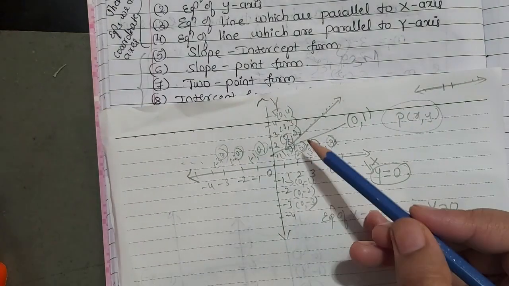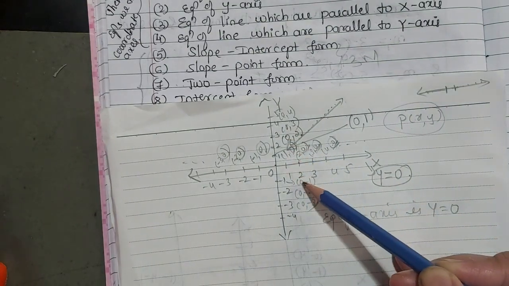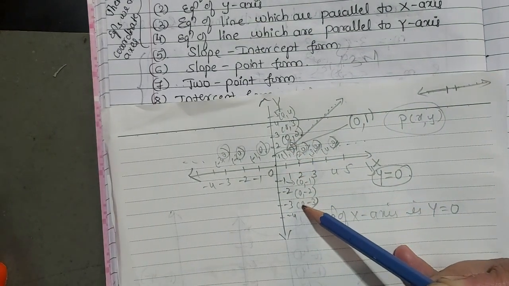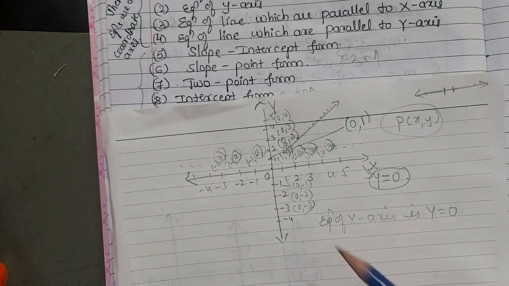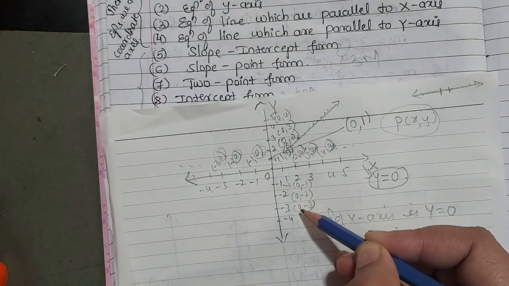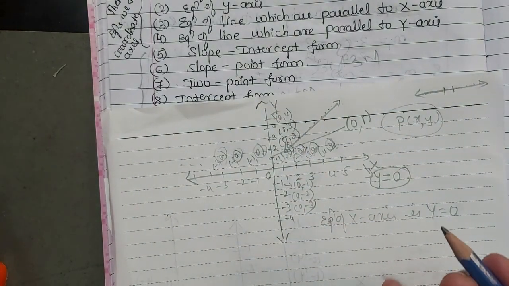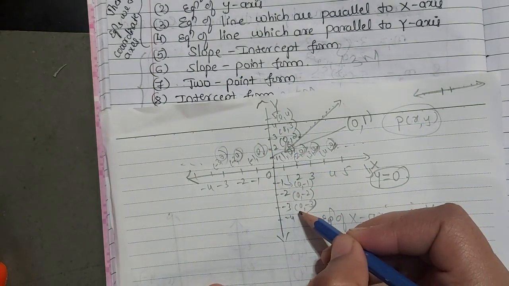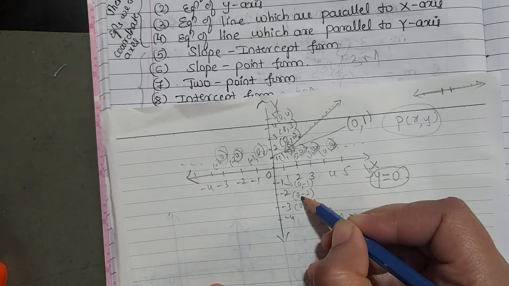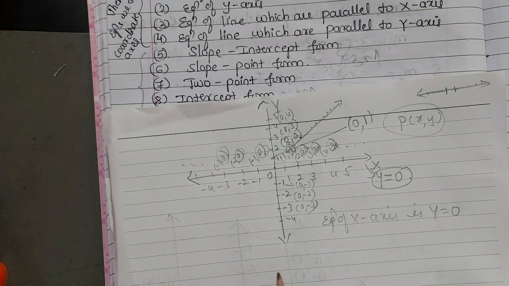So here we can see that the x coordinate of each point on the y-axis is 0, which is the general condition in the given points. Therefore, that general condition represents the equation of the y-axis. What is the general condition here? That is, the x coordinate of each point on the y-axis is 0.